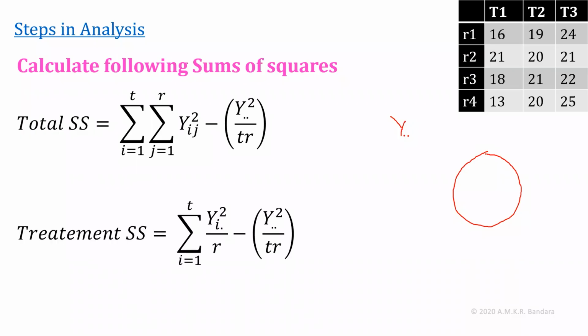Then from that, you can identify the treatment variability, the treatment sums of square. In order to get the treatment sums of square, you have to take each treatment total. Here, yi dot: i represents the treatment, and dot represents the total.